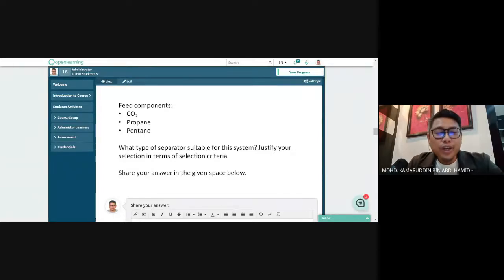Okay. Since you have a CO2, the non-condensable gas in your feed, therefore, rather than reboil absorber, what kind of separator that you can use here? I don't think that reboil absorber is the right answer, but you can use it, but not the right one.